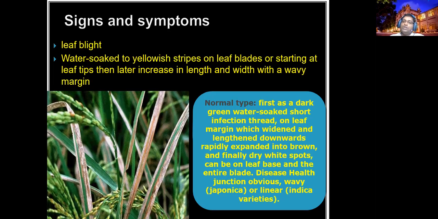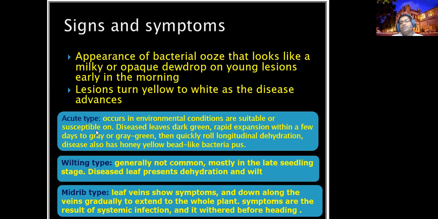But because this is a paddy field under water conditions, you can go for a Trichoderma foliar spray or a Pseudomonas foliar spray at the initial stage. If you are not taking care, it will advance and the whole leaf will dry off at a certain stage. This is the second type, the acute type.